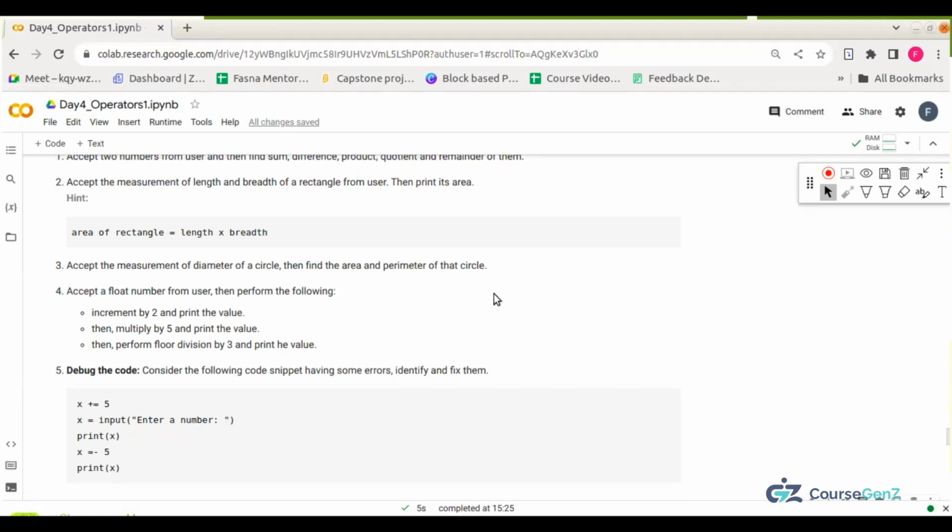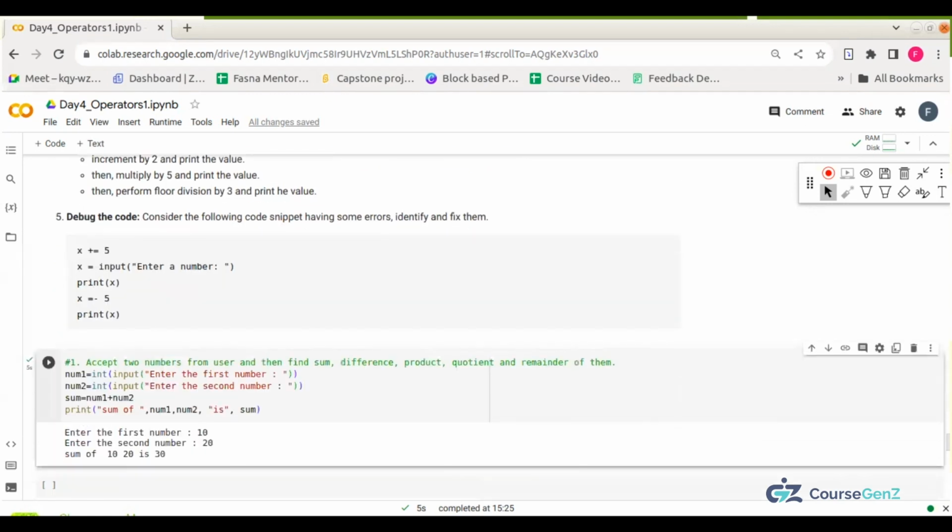Then you have to debug the code. X plus is equal to 5. Input, enter a value. Here we are storing the entered value. Then printing X, the value will be printed. But when you do these things, some issue will be there. You have to find it out. Okay, so you have to try this. You'll be finding out some issue.